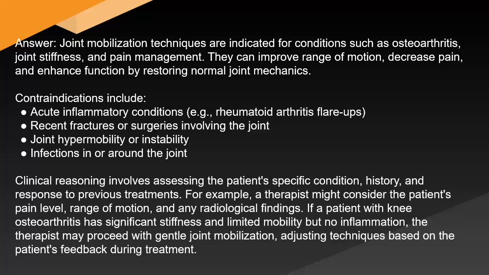Clinical reasoning involves assessing the patient's specific condition, history, and response to previous treatments. For example, a therapist might consider the patient's pain level, range of motion, and any radiological findings. If a patient with knee osteoarthritis has significant stiffness and limited mobility but no inflammation, the therapist may proceed with gentle joint mobilization, adjusting techniques based on the patient's feedback during treatment.